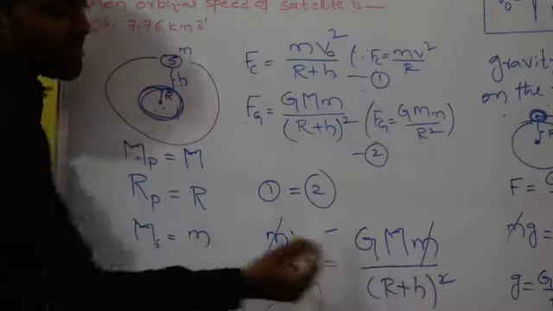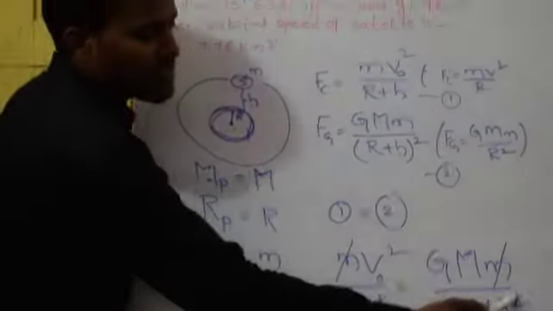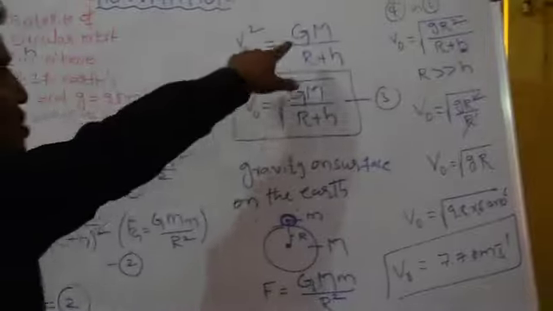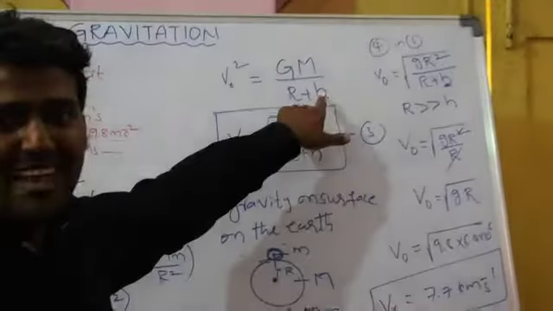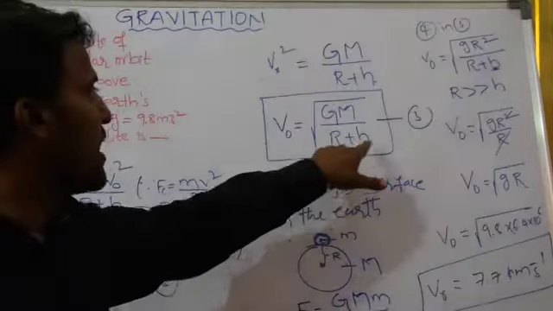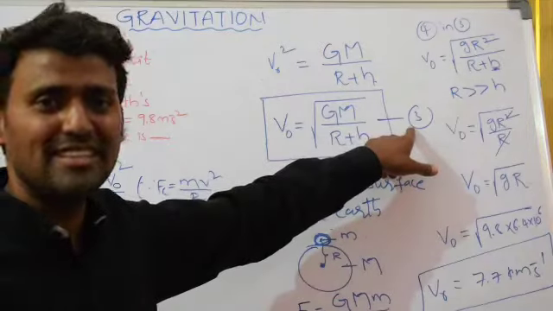Here the mass of the satellite gets cancelled. Here r plus h gets cancelled. Remaining terms I have written: v0 square is equal to GM divided by r plus h. v0 is equal to under root of GM divided by r plus h. That is equation number 3.